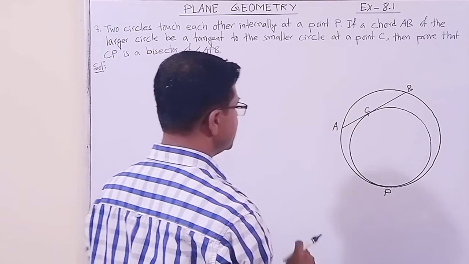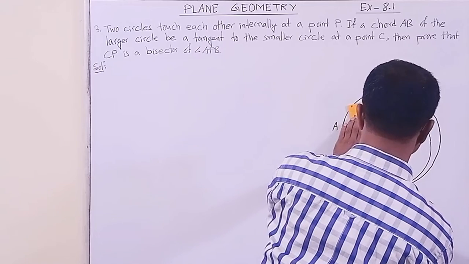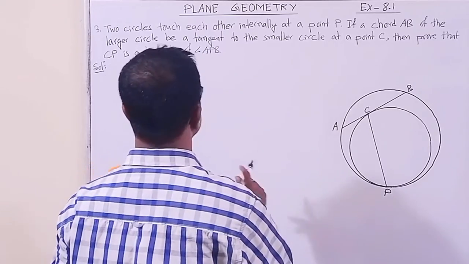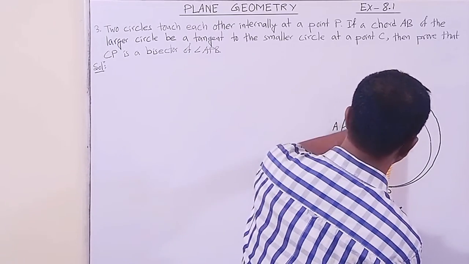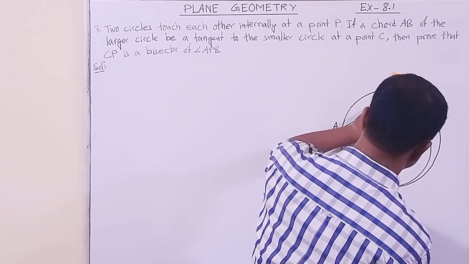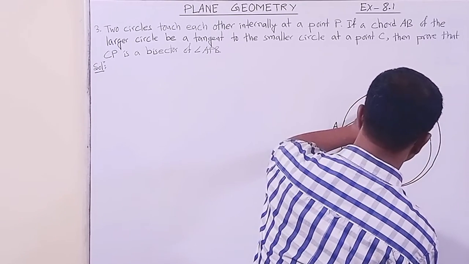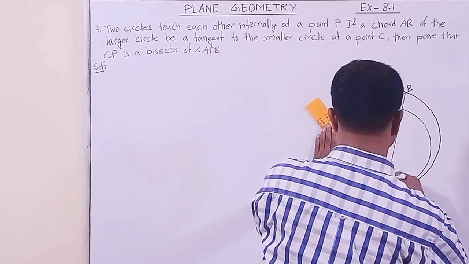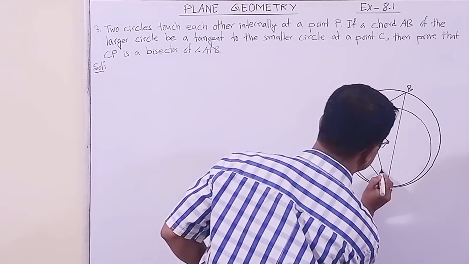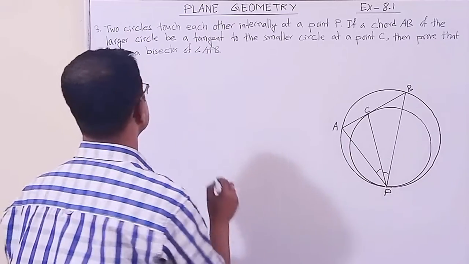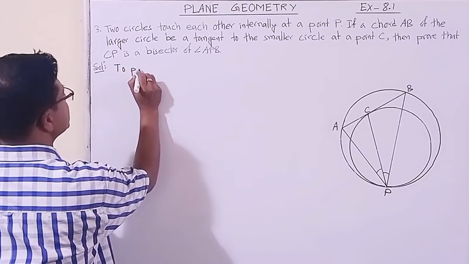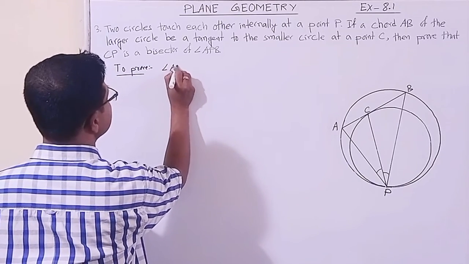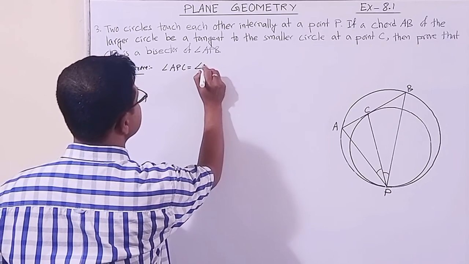Then prove that CP will bisect angle APB. That means these two angles are equal. We have to prove that these two angles are equal. This is the thing. So let us write to prove. What we have to prove? I hope you understood the question. To prove: angle APC equals angle BPC.